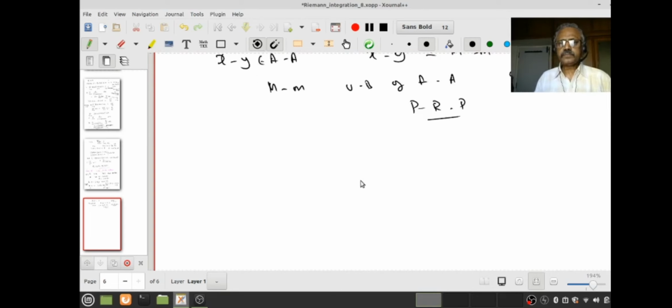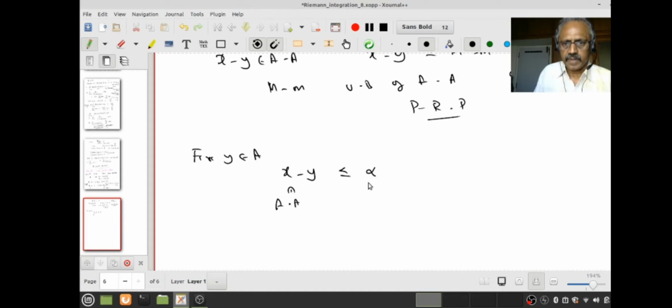Okay, next I have to prove the other way around, right? Fix y in A. Let us look at x minus y. x minus y is less than or equal to alpha because alpha is the least upper bound for A minus A, right? Because this belongs to A minus A and this is the LUB of A minus A. Therefore, for every x in A, x minus y is less than or equal to alpha. But remember the keyword is fixing y.